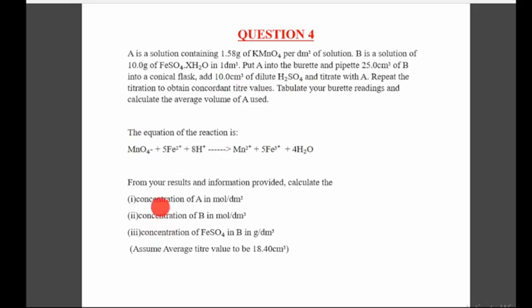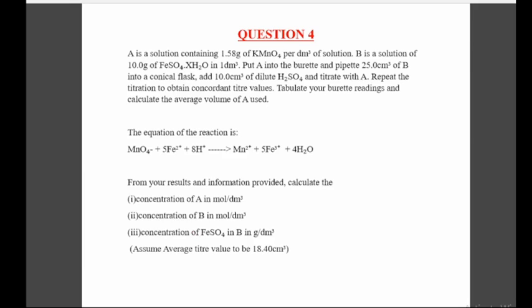So here we have the questions that we have to work on: concentration of A in moles per dm cube, B in moles per dm cube, then concentration of the iron 2 sulfate in B in grams per dm cube. For this particular question, we are assuming our average titre value to be 18.40 centimeter cube. The reason why we are working with a different titre value is because I don't want us to be based on a particular one; I want us to try them from different perspectives. So for this question, we are using 18.40 centimeter cube.